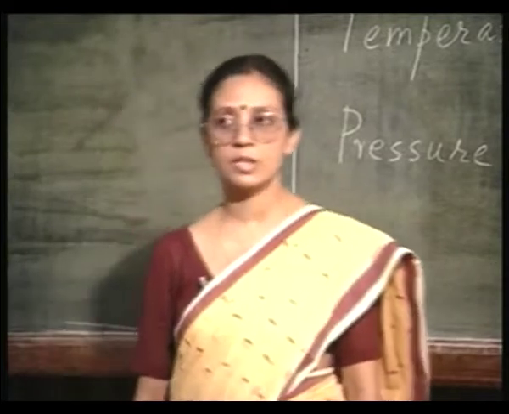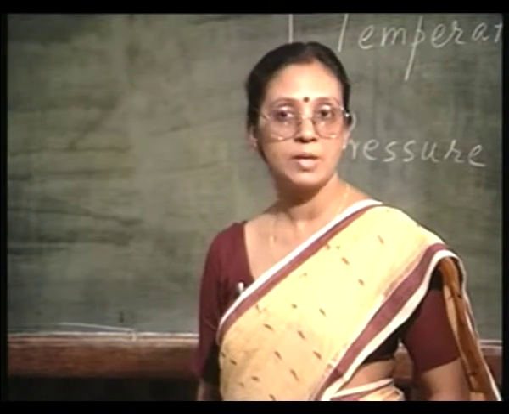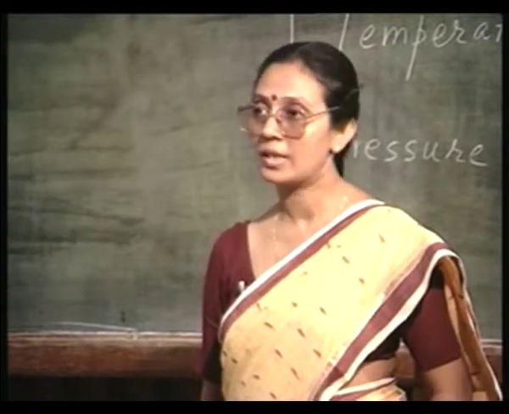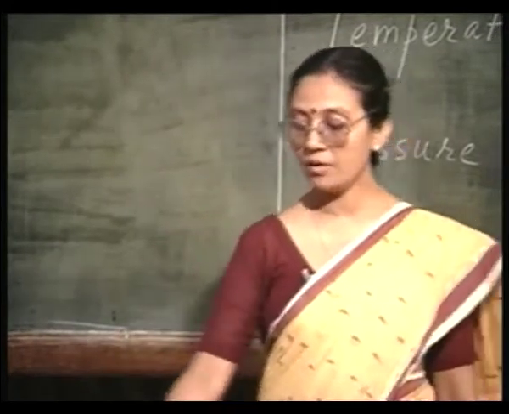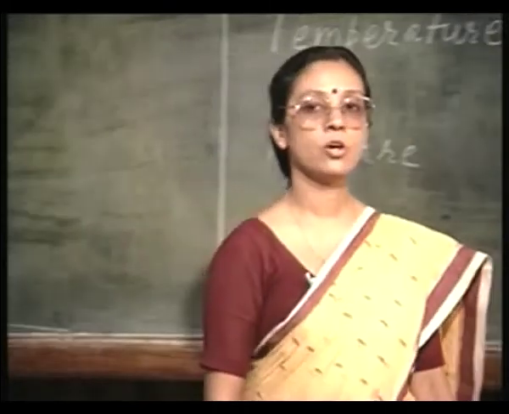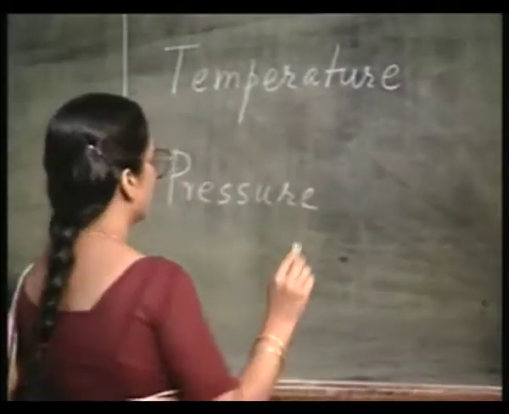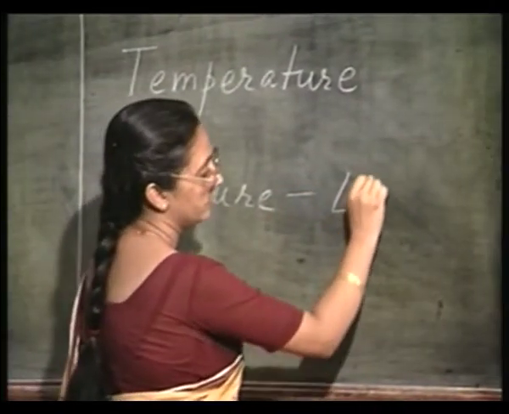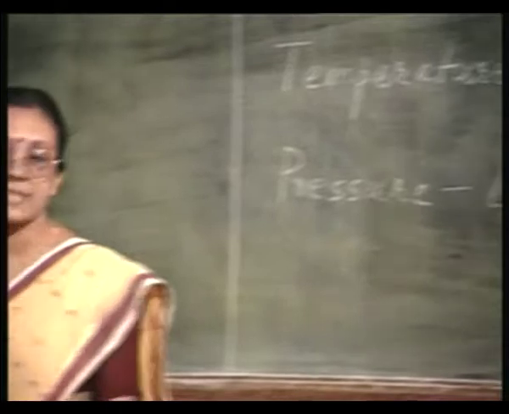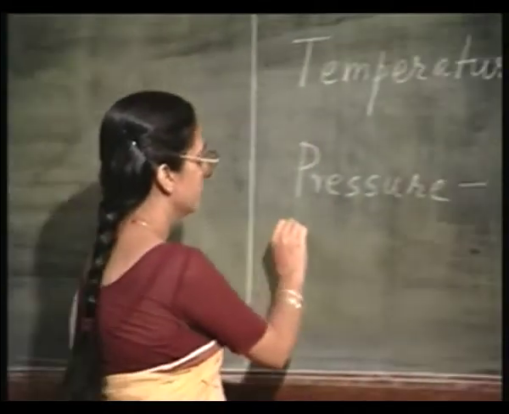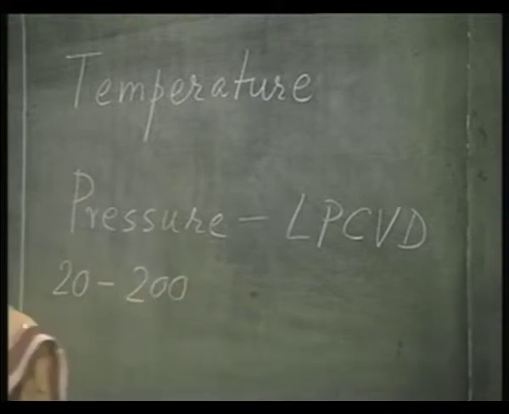There are also some additional benefits, like if you reduce the pressure, then the convection effects can also be minimized, you can maintain a better temperature stability. So, a variation of epitaxy is called LPCVD, or low pressure chemical vapor deposition. In this case, the pressure is in the range of 20 to 200 torr.